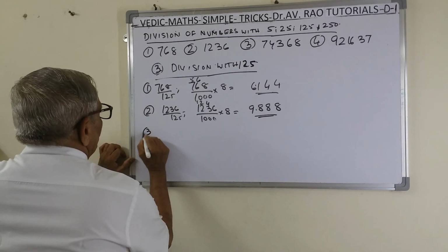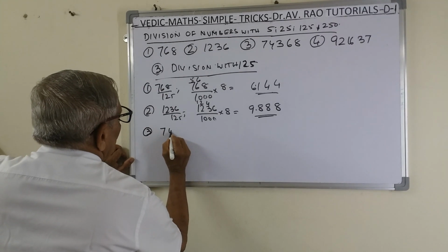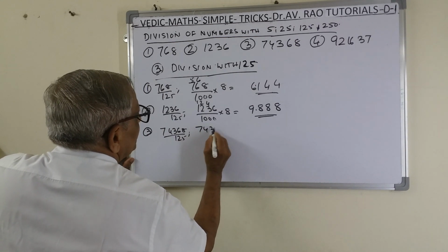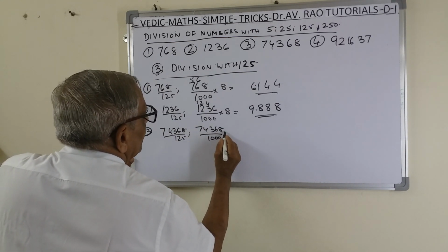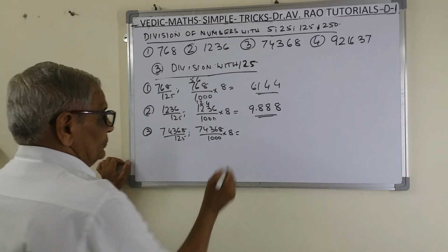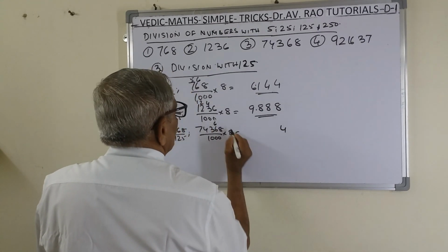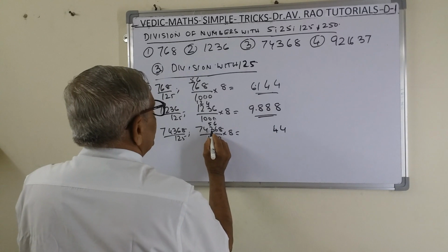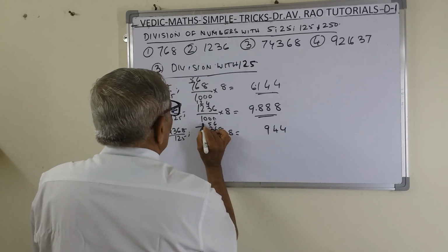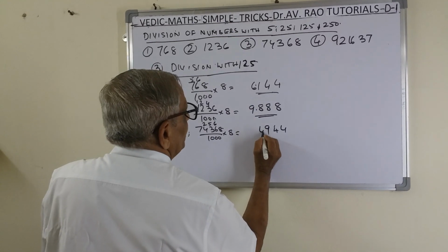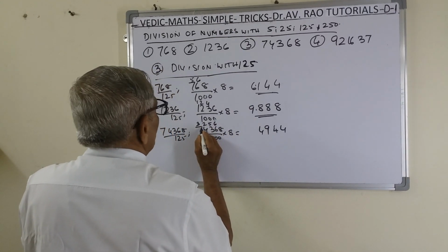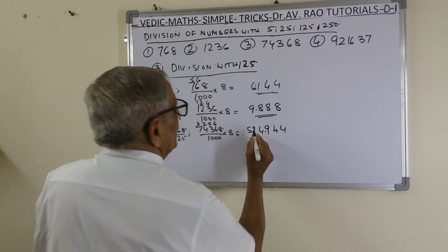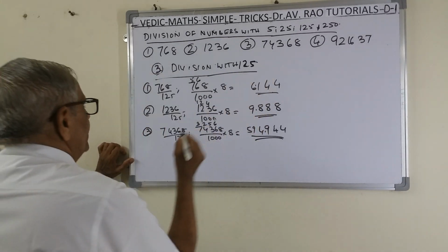Now third example, 74368 by 125 can be written as 74368 by 1000 into 8. So 8 8s are 64, 6, 8 6s are 48 plus 6 is 54, 5, 8 3s are 24 plus 5 is 29, 2, 8 4s are 32 plus 2 is 34, 3, 8 7s are 56 plus 3 is 59. Now put a dot here. This is the answer.